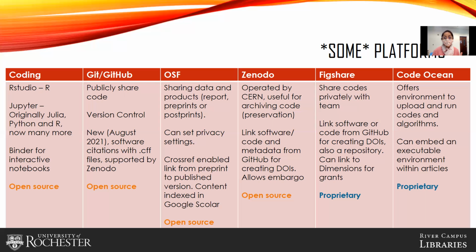And then another platform is CodeOcean. CodeOcean offers an environment to upload and run your code and algorithms. If something is done in CodeOcean, there are some articles where you can embed that piece of code and that software inside the journal article, in the online version, of course. But it also creates an environment where people can execute pieces of software. So that's very cool. And again, like I said, this is not a complete list.